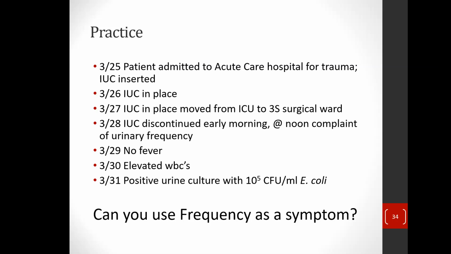What did we say about frequency? We said it can only be used when the catheter has been removed.